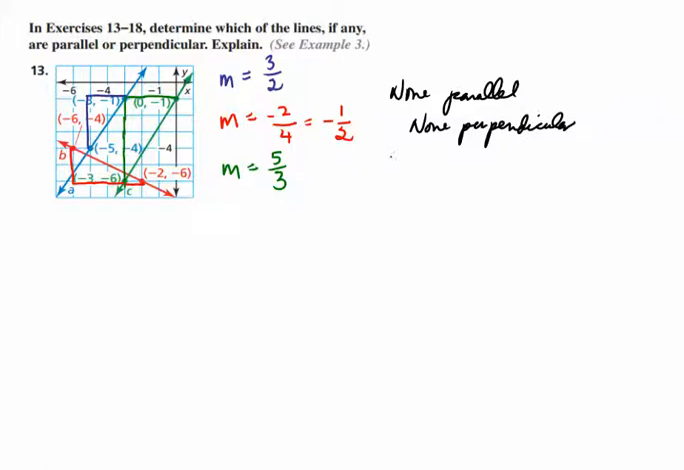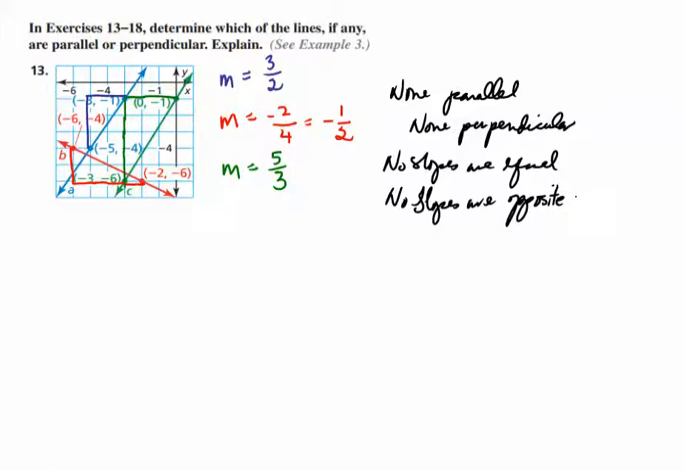Explain: no slopes are the same or equal, and no slopes are opposite reciprocals. All right, we'll go on to the next.